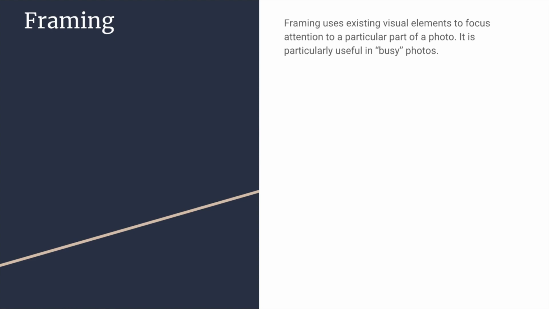One of the most dramatic and exciting tools in the photo composition toolbox is that of framing. And framing, as it says there on the screen, is using existing visual elements from the surrounding pieces of your photograph to frame the subject of a photograph. It can sometimes work very similarly to leading lines in the sense that it focuses our eye on a particular subject.